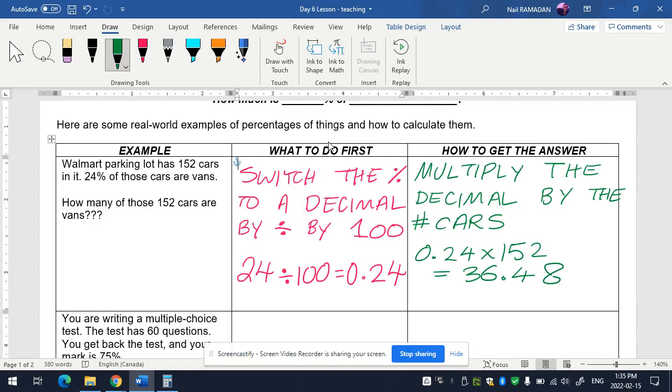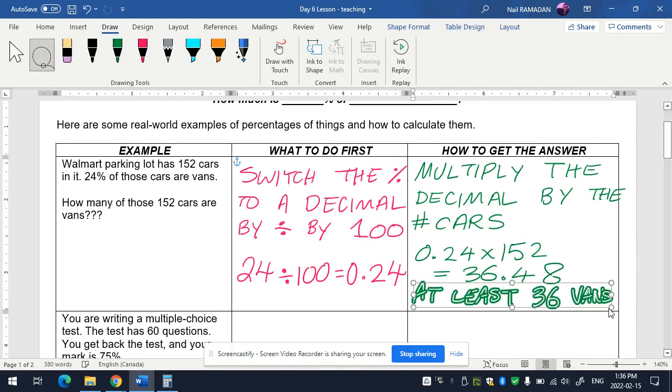Yes, it did. So from now on, any number that should be reflecting a whole thing, like people or cars or desks, always just take this number. Because you know for a fact, if you have 36.48 vans, you've got yourself 36 vans at least. The key word is at least. So we're going to say at least 36 vans. You can't say at least 37 vans because you didn't make it to 37. You definitely made it to 36 though.